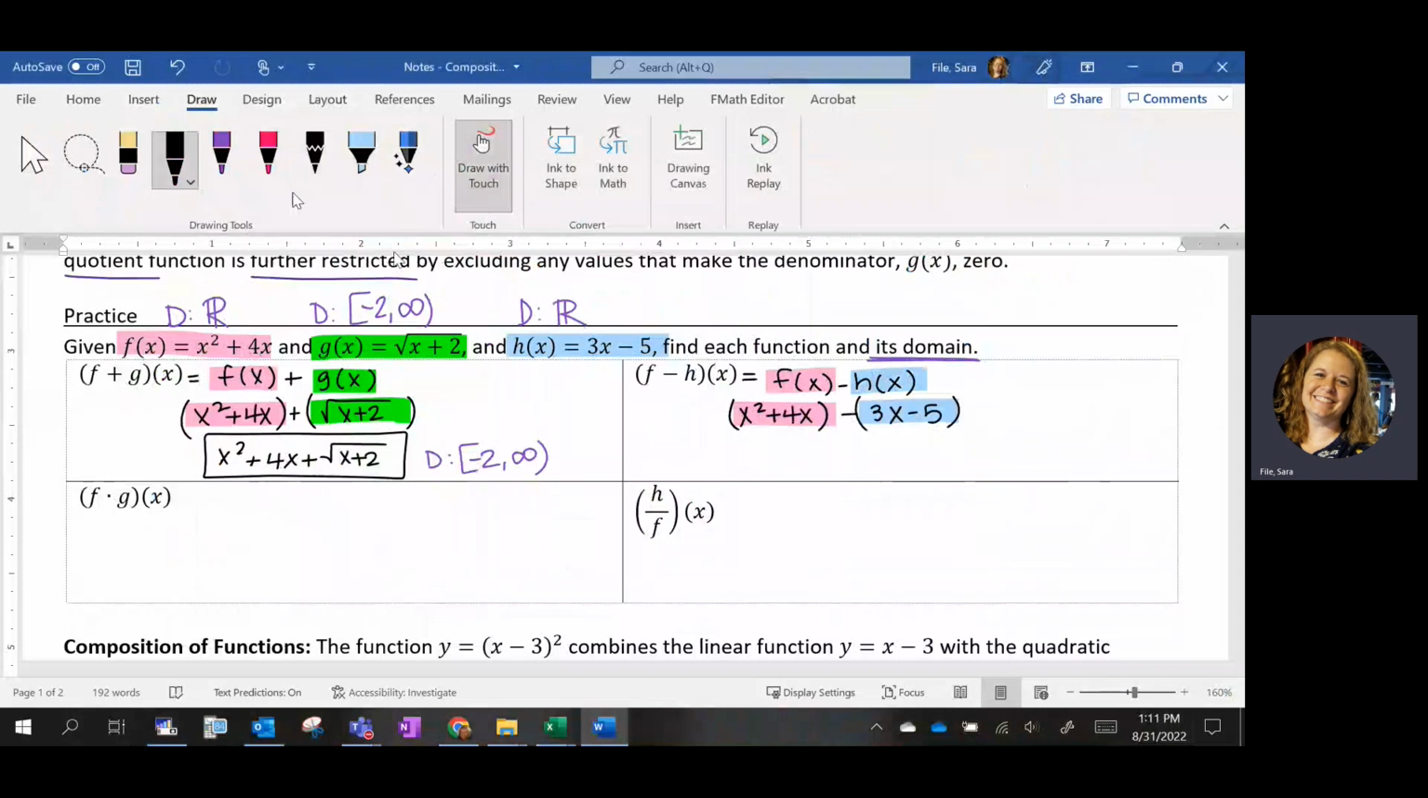Now this time, those parentheses do matter, don't they? It makes a difference because that negative has to be distributed. So I distribute the negative. So I've got x squared plus 4x. I can drop those first parentheses, nothing to simplify. And this becomes minus 3x, and then that becomes plus 5. So when I combine like terms here, I have x squared plus x plus 5.